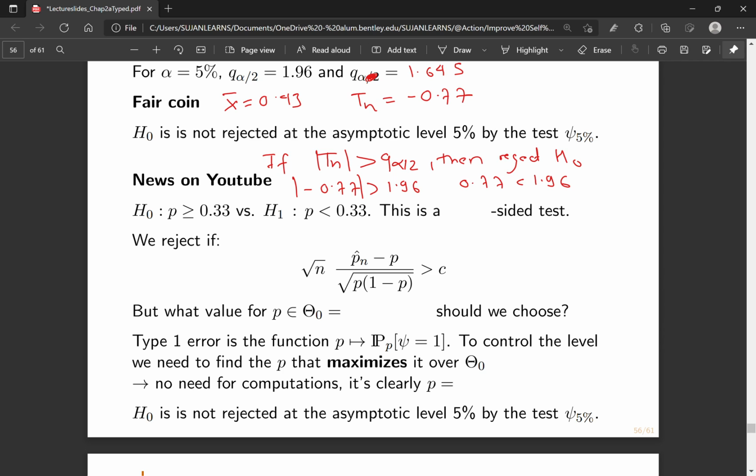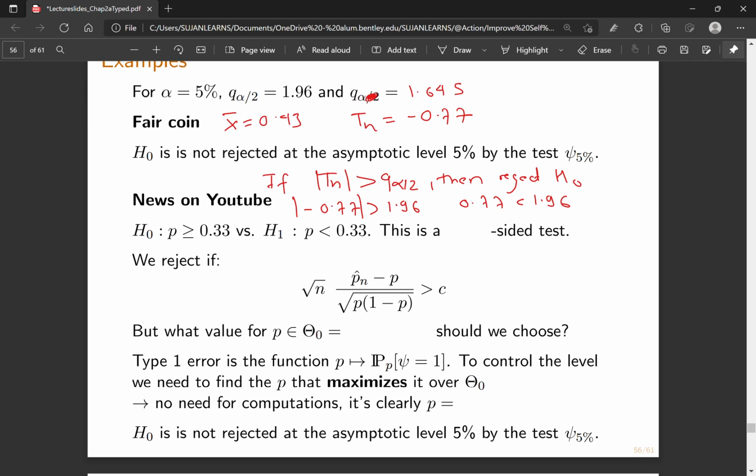Today we'll be talking some more about examples. Last time we talked about the Faircoin example. Today we'll be talking about the news on YouTube example. In this example, we are talking about a one-sided test. In the last example, we talked about a two-sided test.